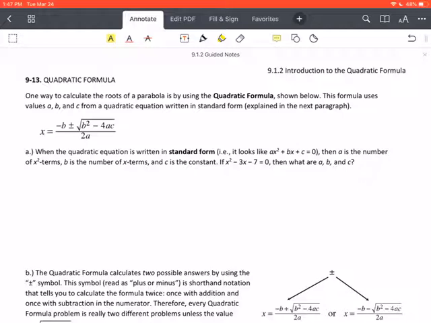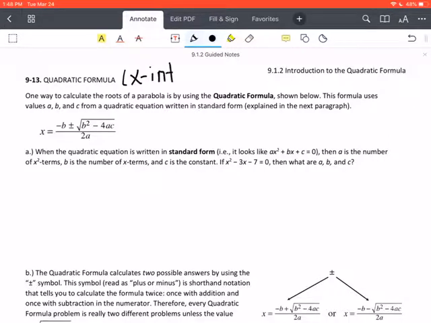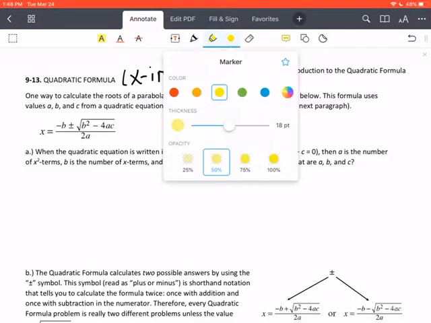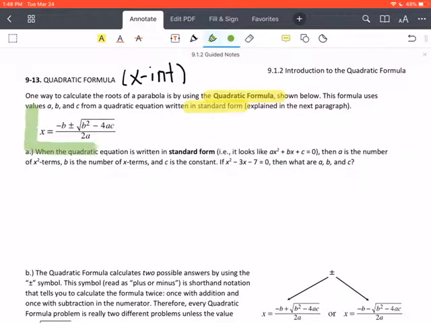It says one way to calculate the roots. What does roots mean? X-intercepts. So one way to calculate the x-intercepts of a parabola is by using the quadratic formula. So you want to write quadratic formula in your notes. This formula uses values a, b, and c from a quadratic equation that is written in standard form. And we'll look at that in the next paragraph. So the formula that you need to write down right now is in this green box here.